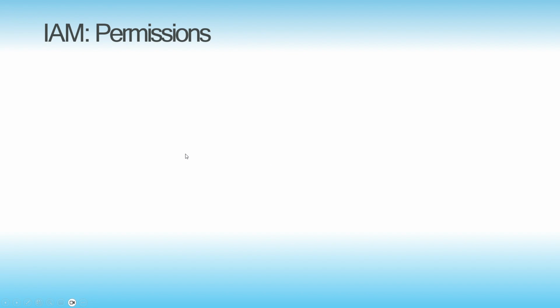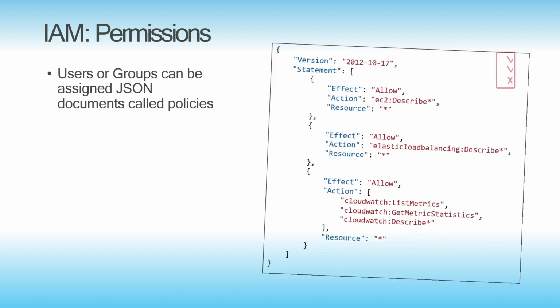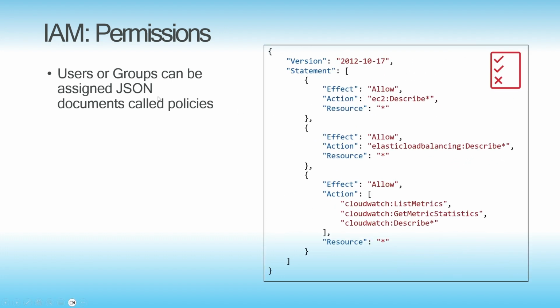So what is permission? A user or group can be assigned JSON documents called policies. Permission just gives you access to resources, whatever you want to do in the AWS console or AWS infrastructure. So the policy looks like this way. Don't bother about that. Once we create it, you will understand more. But it is just a plain JSON format.